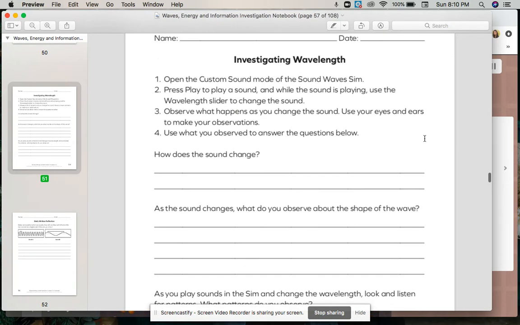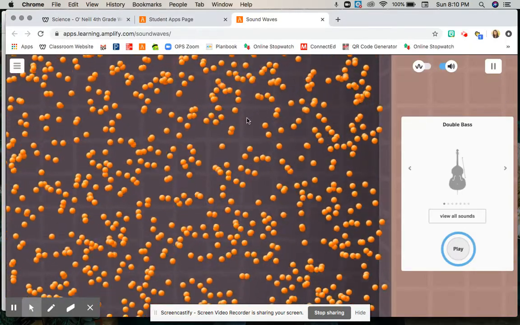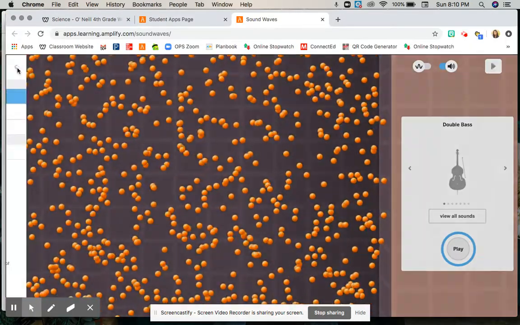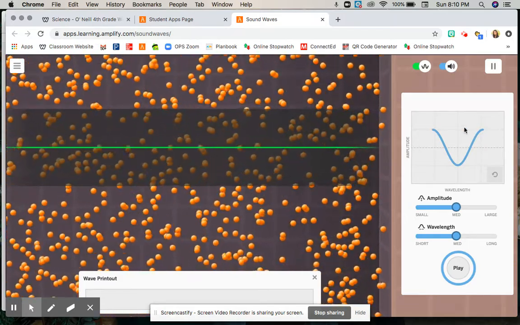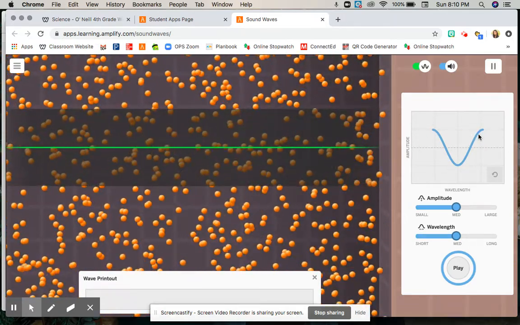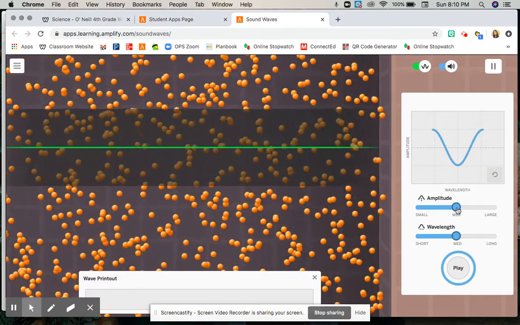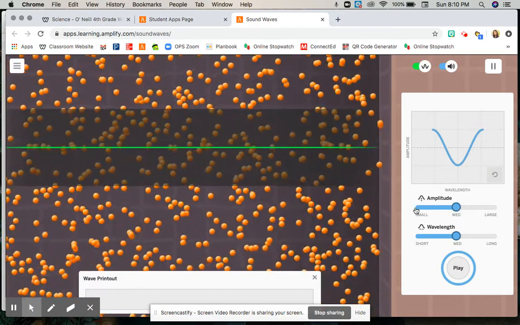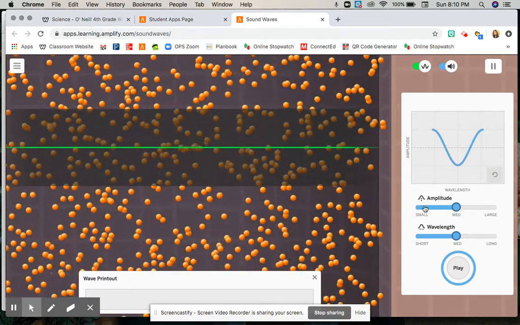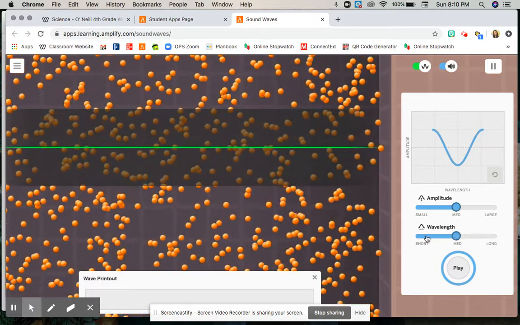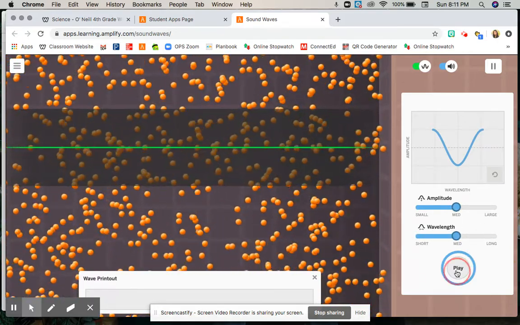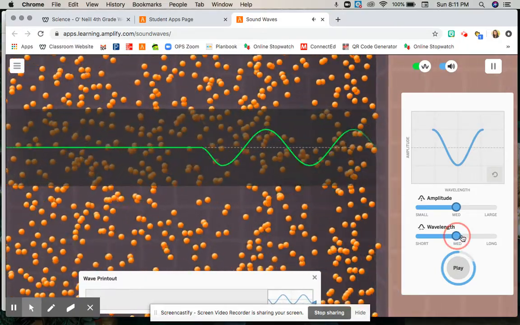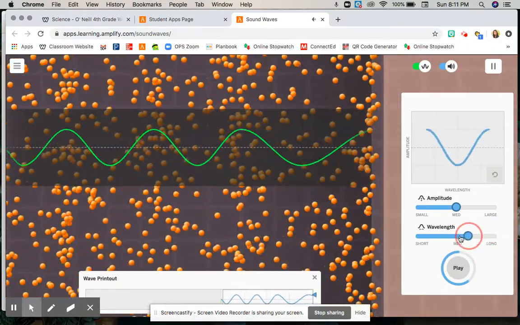So one more time, in the sim, click on these 3 lines at the top and go to custom sound mode. So I don't have the instruments anymore. I have this wave right here. Now remember, last time we wanted to change the amplitude and observe what happened when we changed the amplitude. But today we're going to mess with the wavelength. So we're going to hit play and we are going to change the wavelength.